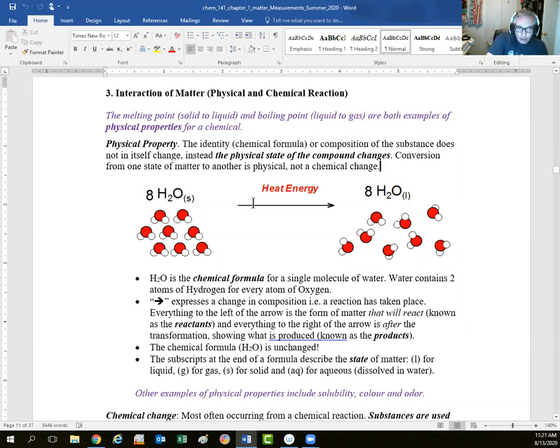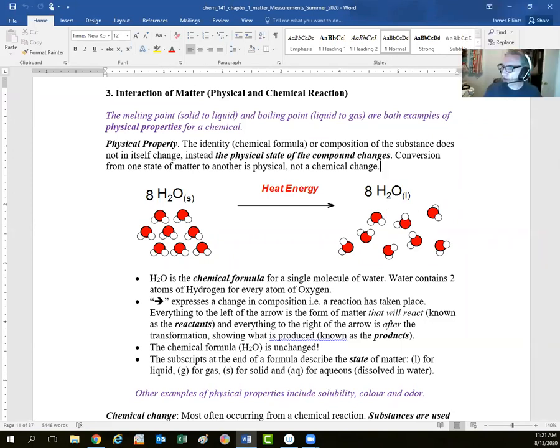We see this arrow, which is implying that there's a change taking place, in this case, a change in state. And that change in state is identified at the end of the chemical formula sometimes. So in parentheses, right at the end, we see S for solid, and then an L for liquid by the end of this particular reaction, and we use G for gas. The only other symbol that we sometimes use.